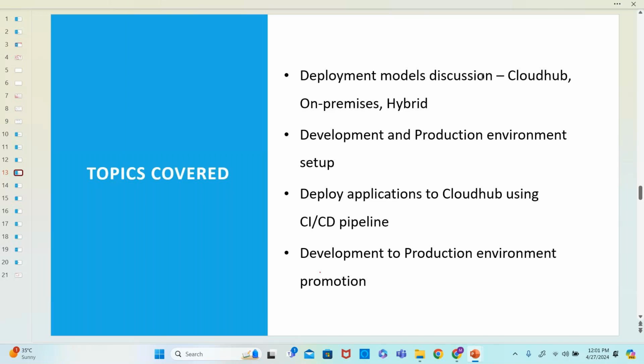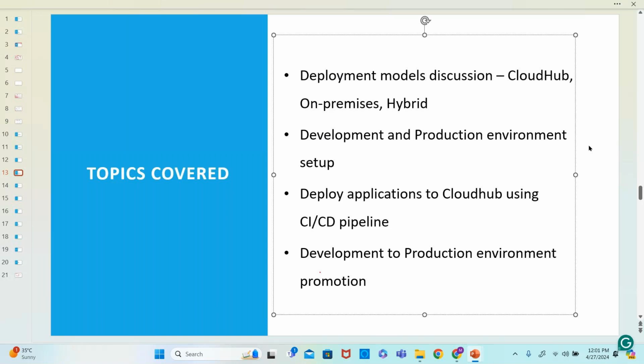Mostly we'll follow Cloud Hub for all the deployments, but I'll show you the differences between the three deployment models. Then development and production environment setup, and deploying applications to Cloud Hub using a CI/CD pipeline. We'll use Jenkins as the CI/CD pipeline, and development to production environment promotion. We'll try to do all these things.